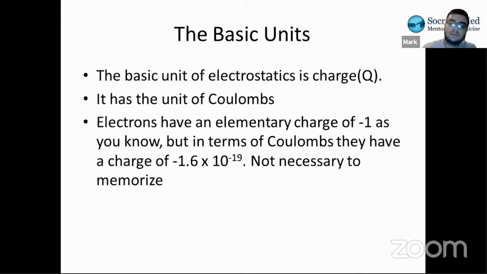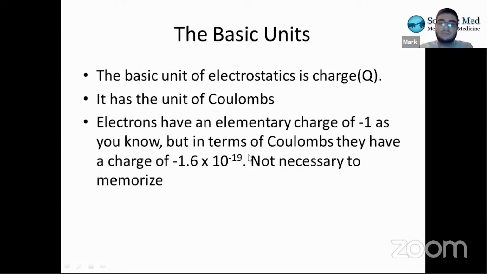It's not necessary to memorize this. I doubt they'll be asking you what the charge of an electron is. They'll usually give it to you. And if you want to know the charge of a proton, it's exactly the same, except it's positive 1.6 times 10 to the -19th. And most of the time, they won't just be asking about an electron. They'll be asking about some kind of atom, which has multiple electrons and a different charge.